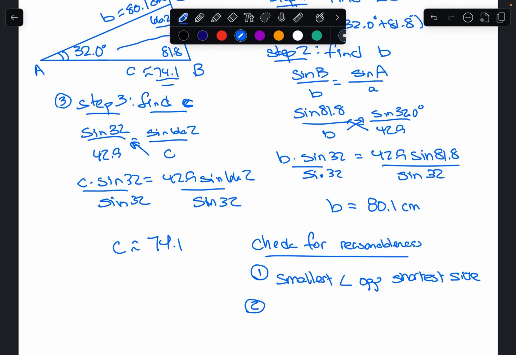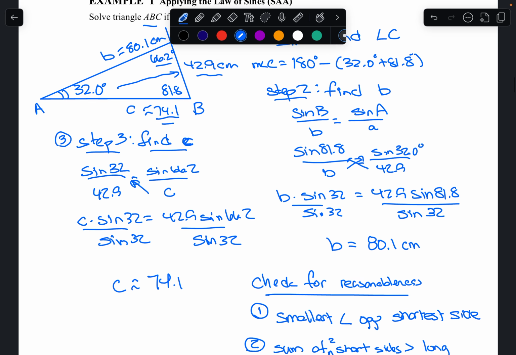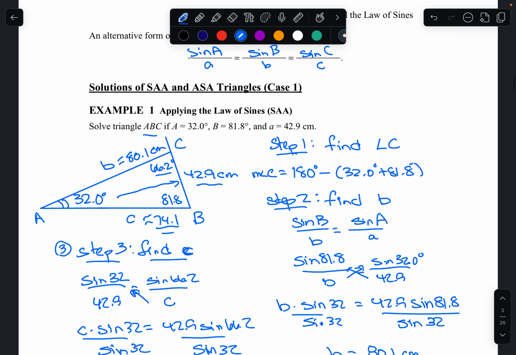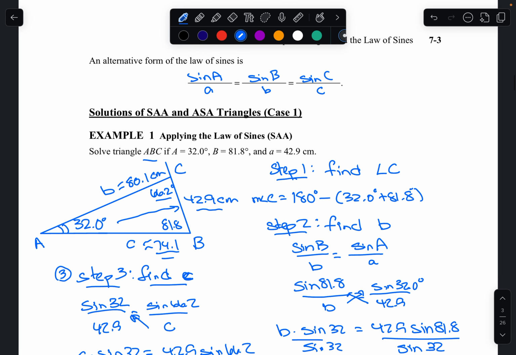And 2, remember, triangle inequality says the sum of any two sides must be greater than the third side. So it's the sum of the two short sides that must be greater than the long side. So again, in our case here, 74.1 plus 42.9 is like 117 exactly. That's greater than 80.1. Our triangle makes reasonable sense. So that's our first case of law of sines.